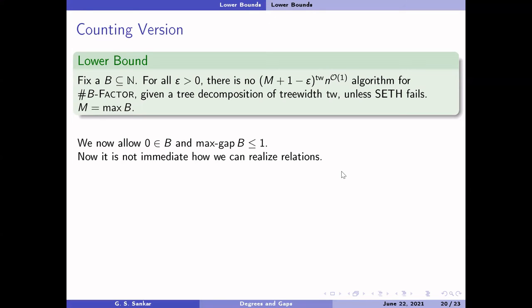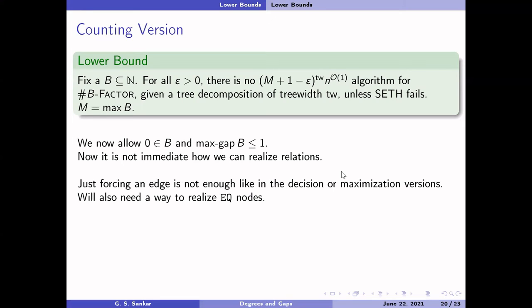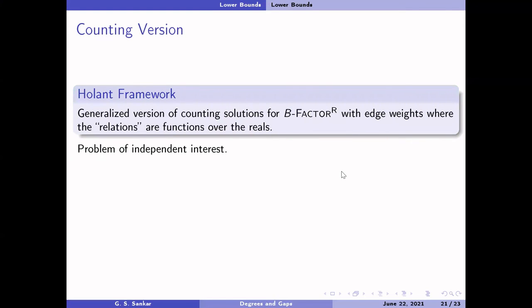But the problem is that it's not immediate how we can realize relations. Even if we can force an edge, we'll also need a way to realize equality nodes. So we'll do this through interpolation and something called the Holant framework. The Holant framework is basically a set of problems that can in some sense be seen as a generalized version of B factor with relations. The generalization here is that you have edge weights, and instead of counting the number of solutions, you sum up the weights of all possible solutions. So this is well studied, and it's a problem of independent interest.